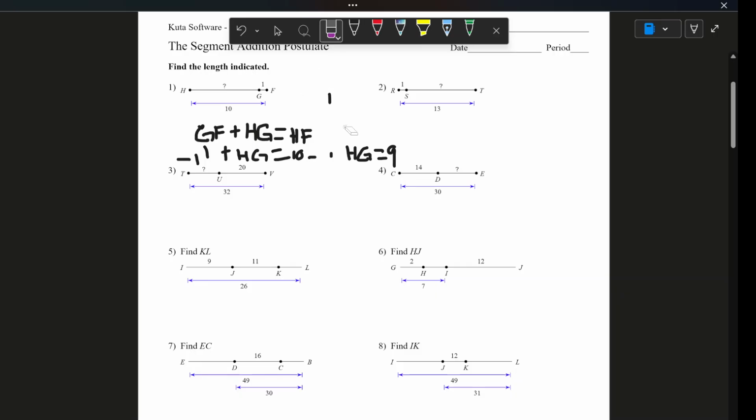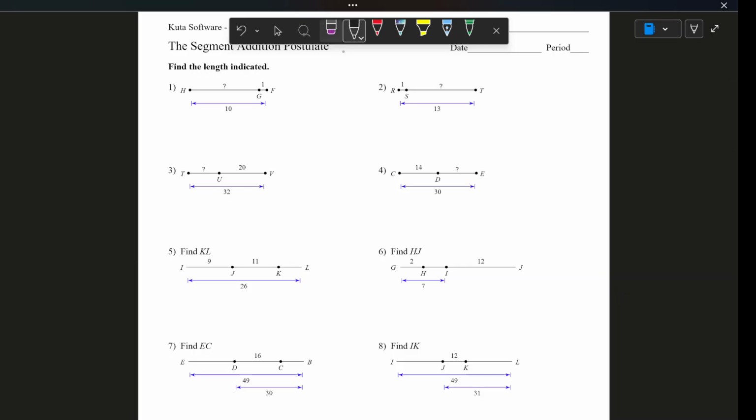Cool. Let's work on this problem. Question 2. All right, cool. So let's first write down what we know. We know RT equals 13, and we know RS is equal to 1. So we want to find ST.